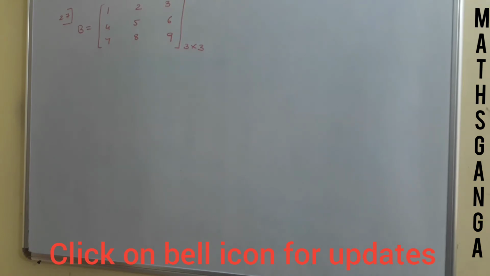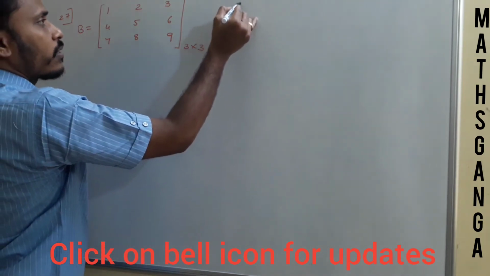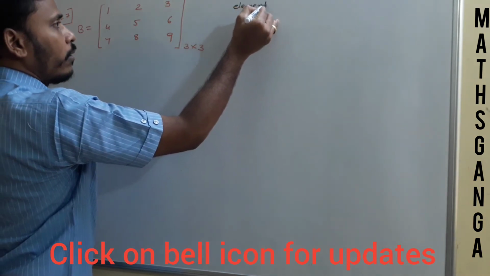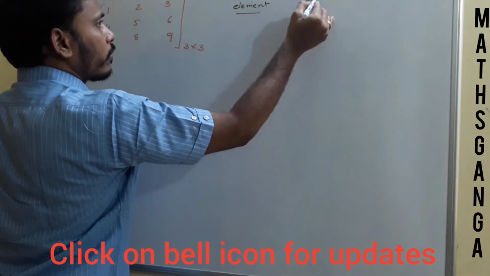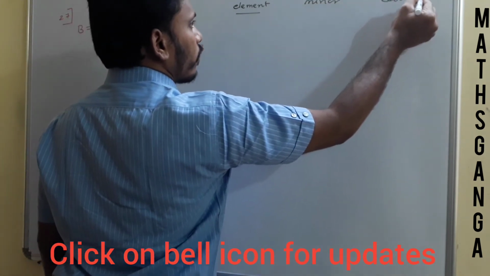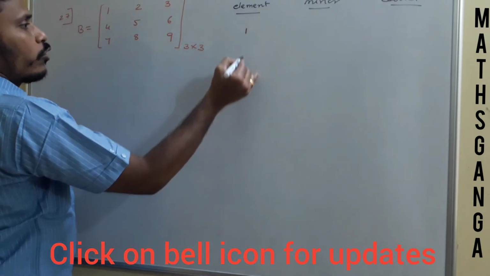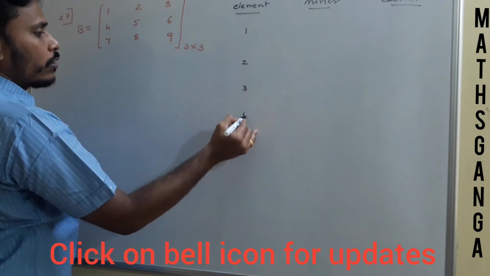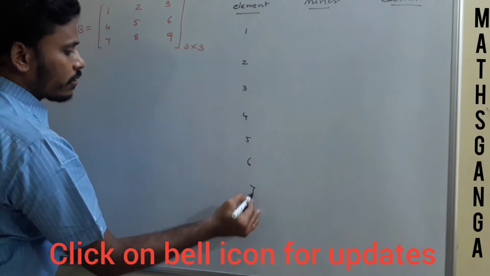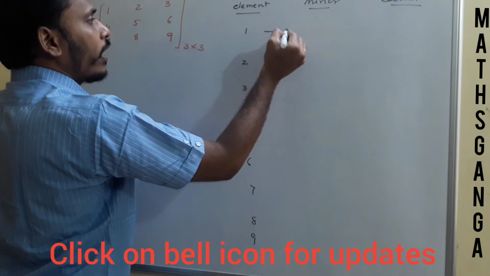So I have the matrix B, a 3 by 3 matrix containing the elements 1, 2, 3, 4, 5, 6, 7, 8, 9. Just as we discussed in the previous case, if you try to make a table: element, minor and then cofactor. What are the elements? You just take those elements, 1, 2, 3, 4, 5, 6, 7, 8, 9. For each and every element you need to write the minor.